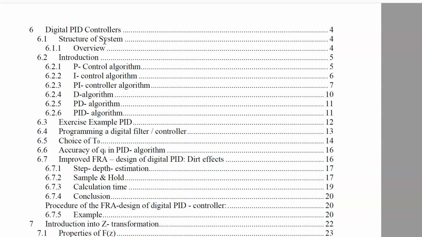So, chapter 6, I want to start with digital PID controllers. The idea is, if we have designed an analog PID controller, there is a very simple method to convert it into a digital one. The background we want to discuss in this chapter. I will tell you something about the choice of sampling time, give you some hints how to improve your design of the PID controller, and finally I will present an example including simulation.